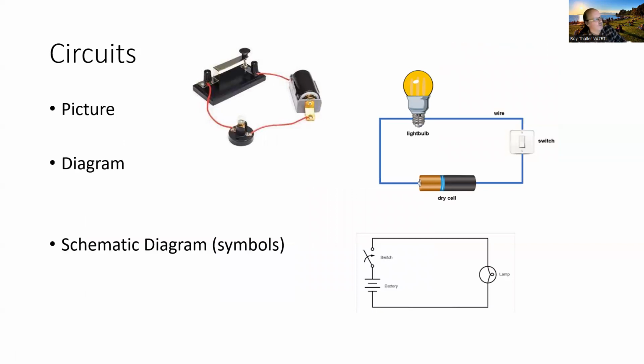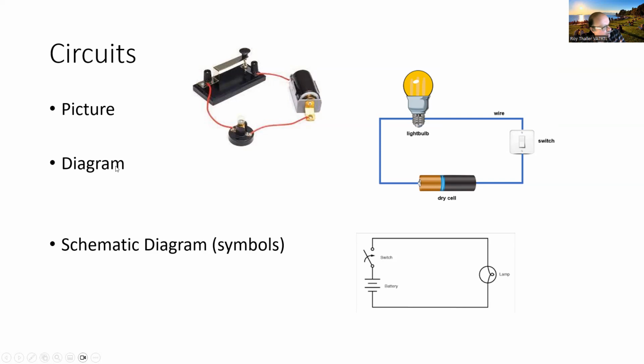Now, a circuit is basically a connection of various parts together. So you basically have three ways of representing a circuit. One is to have a picture of it. So here's a battery and a battery holder. Here's a lamp and a lamp socket. And here's a switch. So that's the picture part of it.